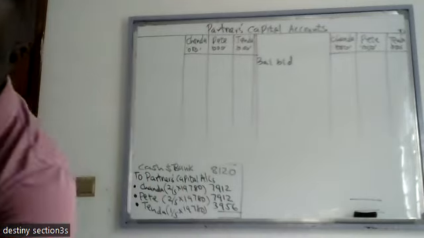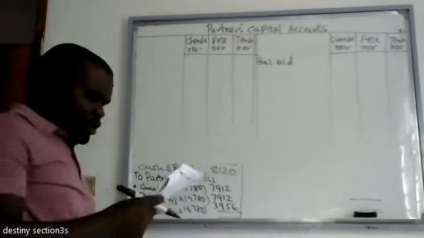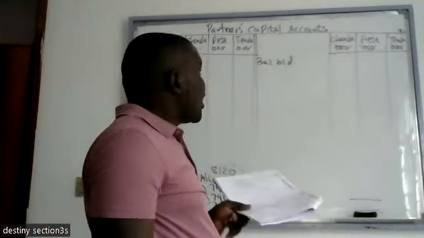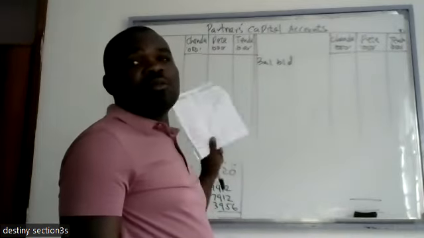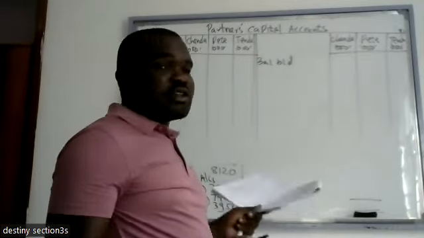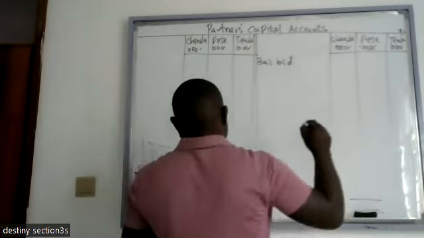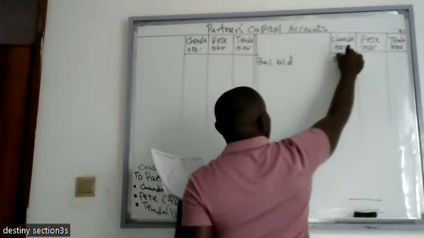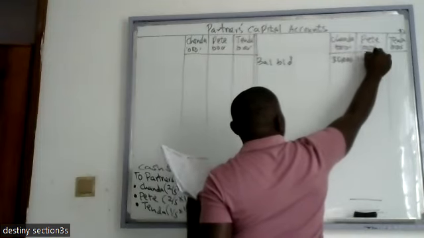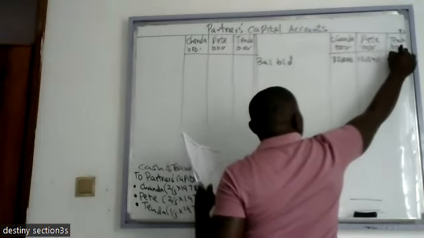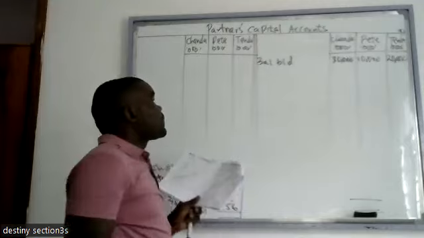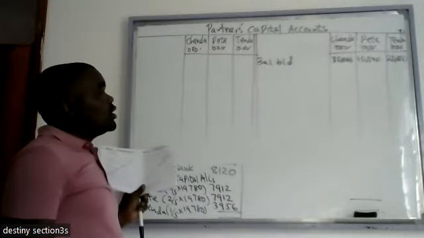30, 20, 10. That's why people go and take capital and put it on debit. Capital should be credit unless dictated otherwise. So this is 30, 10, 20. Good.